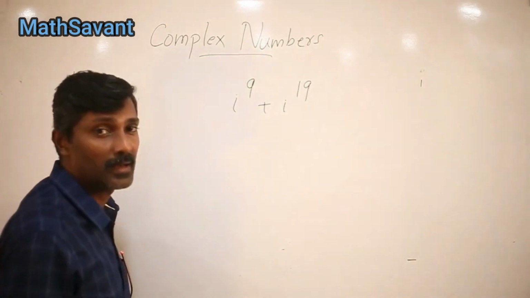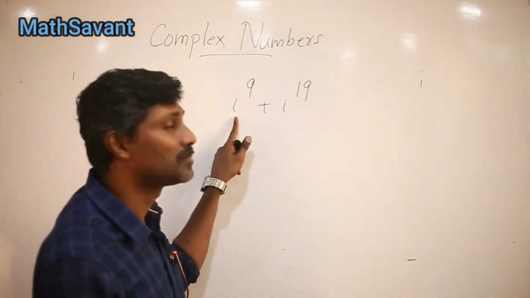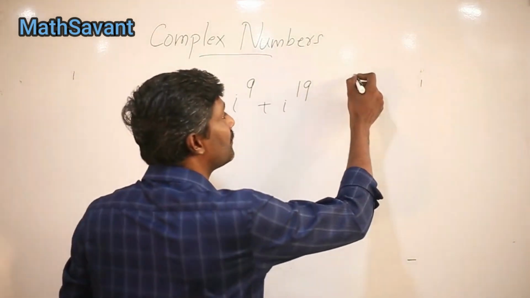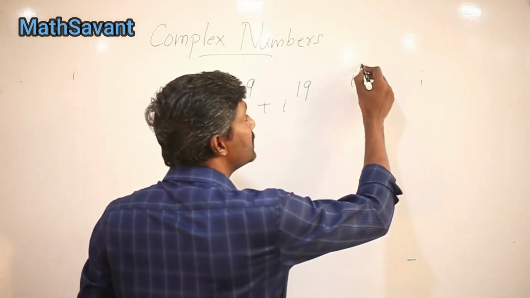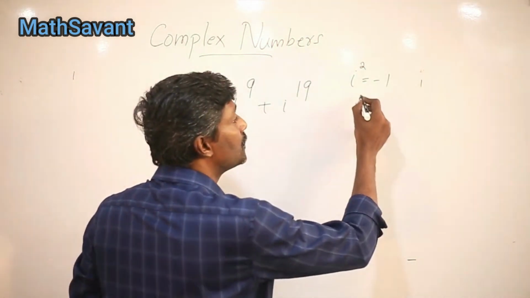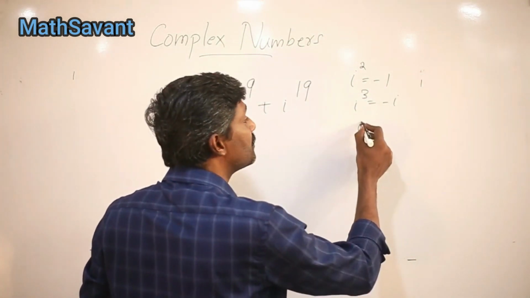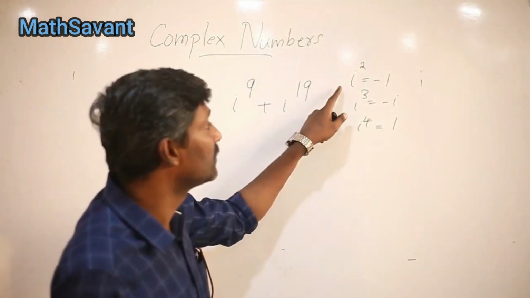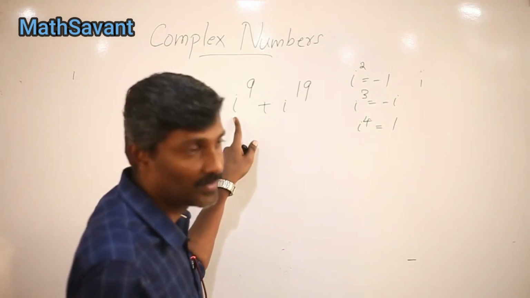So we have to find out the value of i raised to 9 plus i raised to 19. It's the powers of i. I've already told you which are the powers of i which we need to memorize. i squared is minus 1. Remember that. i cubed is minus i. i raised to 4 is 1. So using these three values, we can find any powers of i.